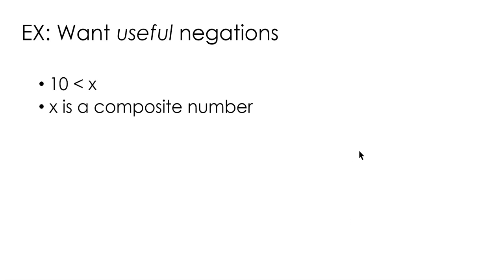X is a composite number. Well, to be composite, the definition is not prime. So the contradiction to that, the negation for that would be x is prime.